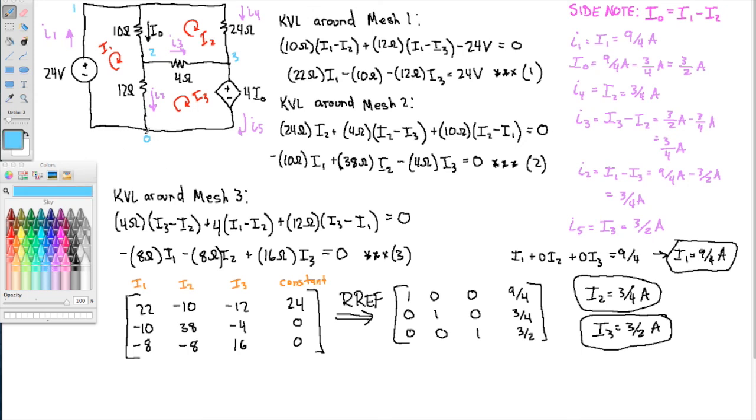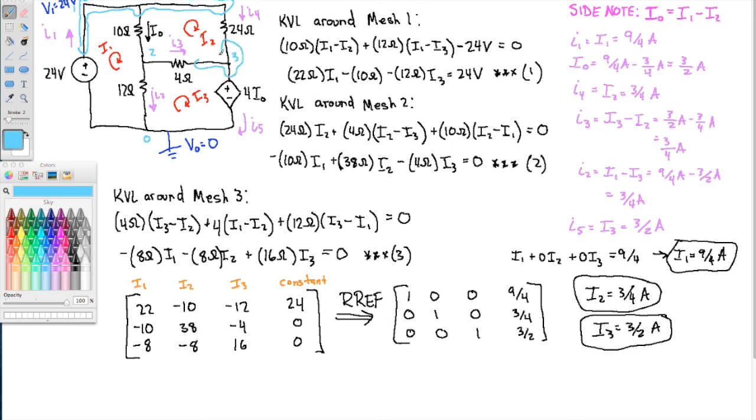Okay, we've already called this node down here to be node 0, so we'll call this ground. So this node 0 is 0 volts. So what's the voltage here at node 1? Well, it's 24 volts higher than node 0. And node 0 is at 0, so this voltage is at 24 volts.